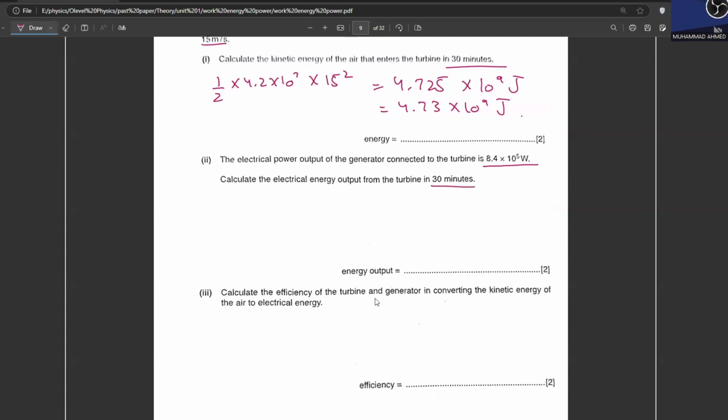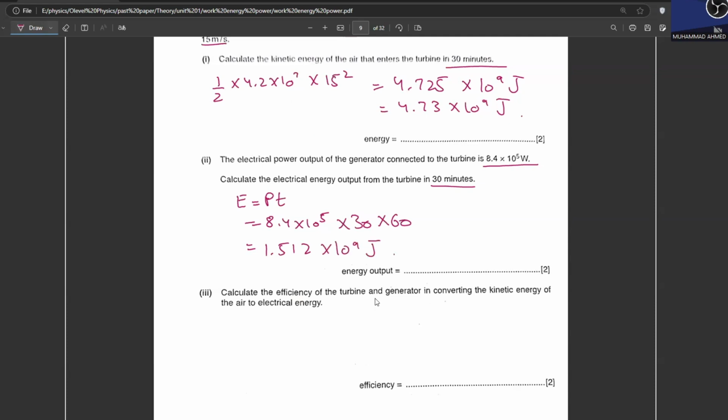So we are given the power, we are given the time, we have to calculate energy. Energy is equal to power into time. Power is 8.4 into 10 raised to the power of 5 multiplied by the time, that is 30 minutes, into the amount of seconds. Always remember we convert time into seconds. So 8.4 into 10 raised to the power of 5 into 30 into 60. This becomes 1.512 into 10 raised to the power of 9 joules.